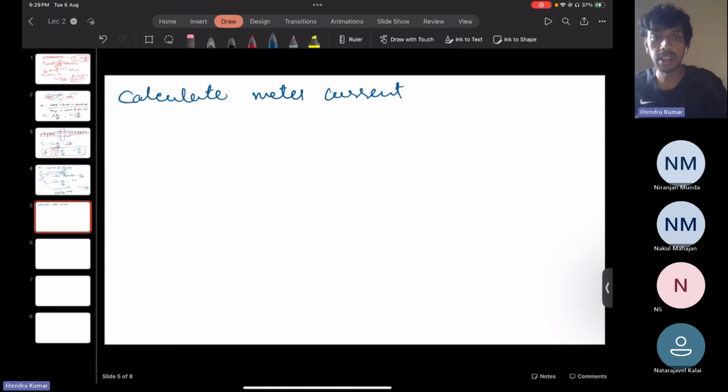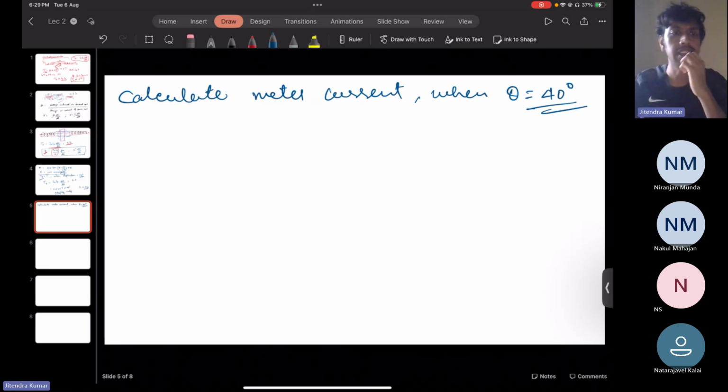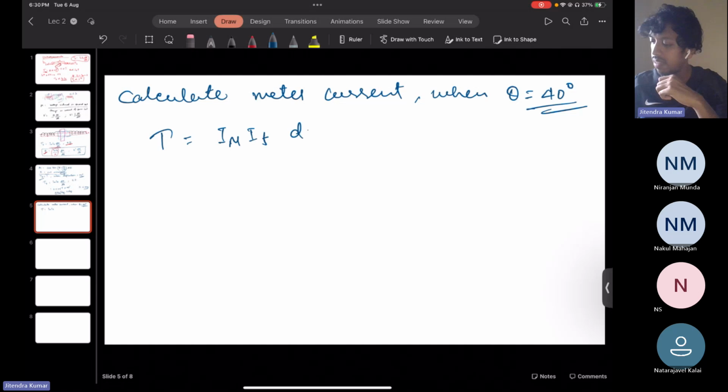Calculate meter current when the deflection is 40 degrees again. Okay, so now we need to calculate the meter current. So how to calculate? We have the same expression, isn't it? Torque we know, dM by dt is equal to 6 micronewton meter. When theta is equal to 40 degrees, torque is 6 micronewton meter.